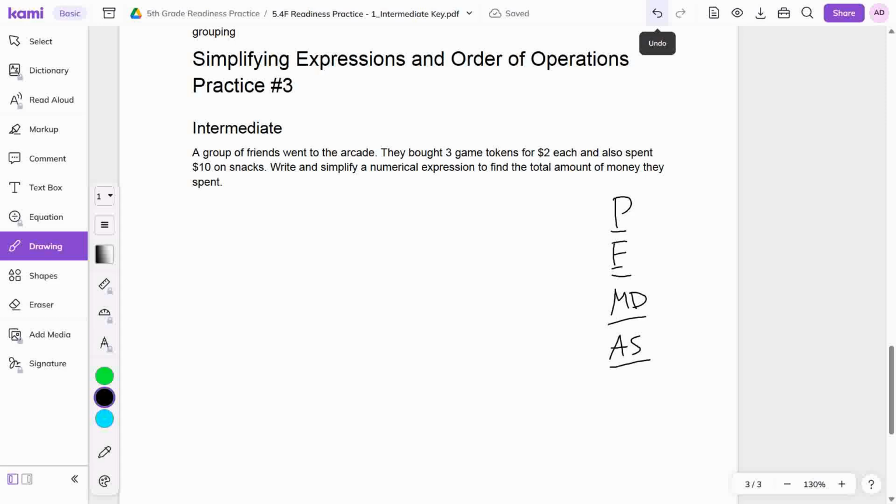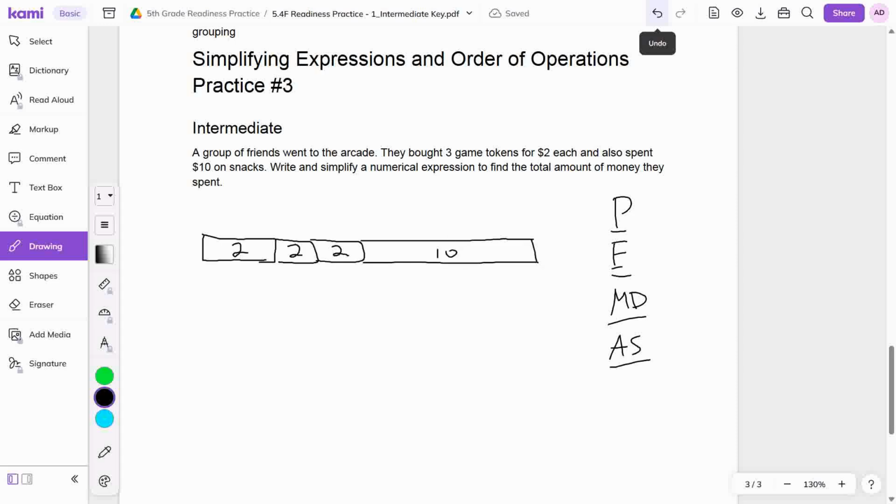Okay, so how can we show 3 game tokens? I'm going to first draw it just so we can see. $2 each, $2 each, $2 each. And then they also spent $10. So that's a really big one like this.